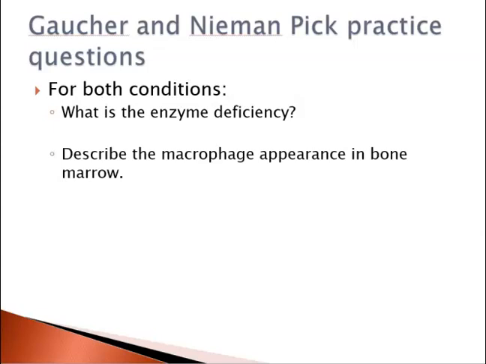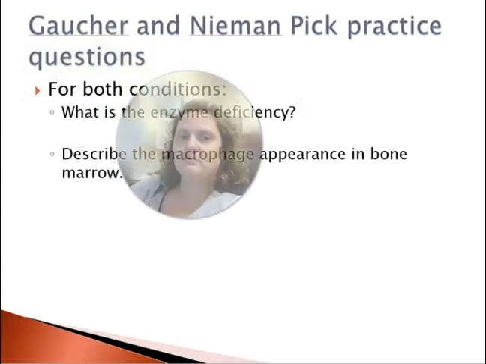Now for both conditions, you need to describe how the macrophage is going to appear in bone marrow. Well, the biggest difference between the 2 cells is going to be in the cytoplasm. For Gaucher disease, the cytoplasm is going to appear as wrinkled tissue paper. For the Niemann-Pick disease, the cytoplasm is going to have a foamy appearance.